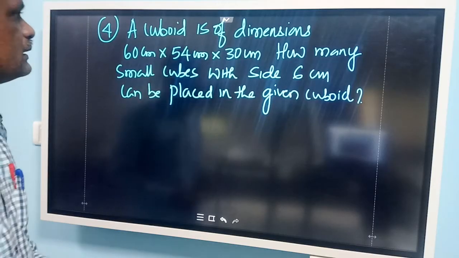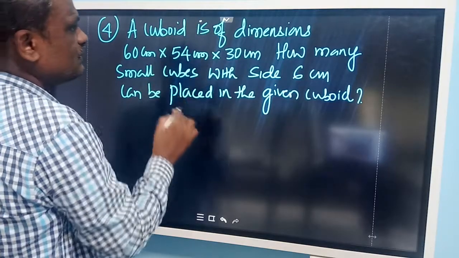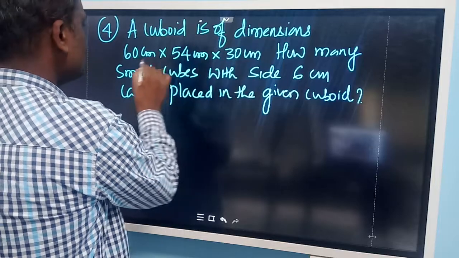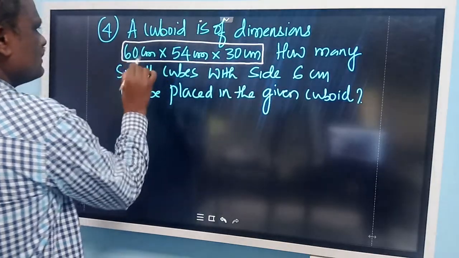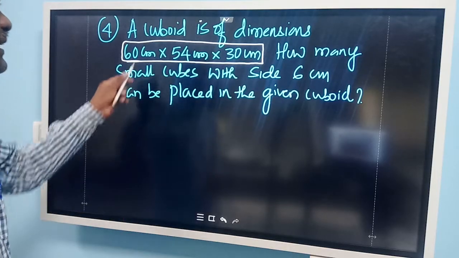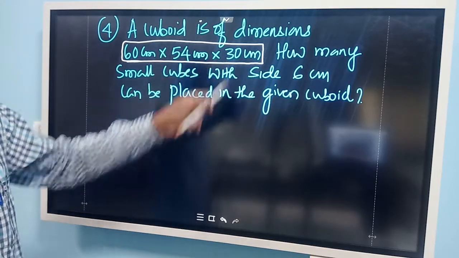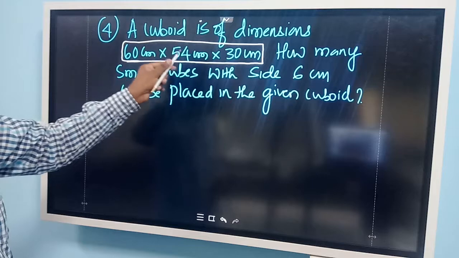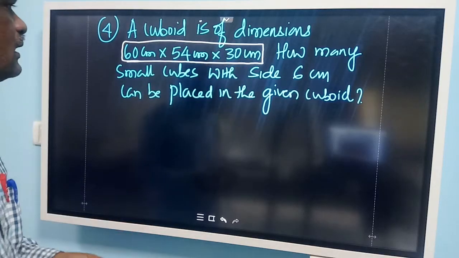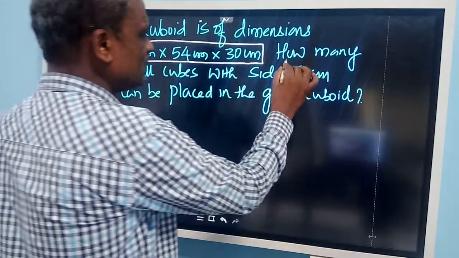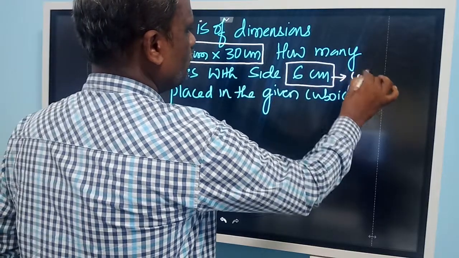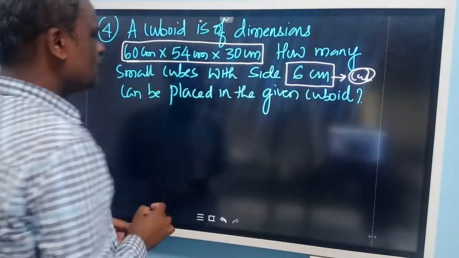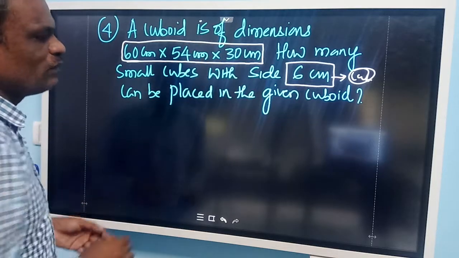Question 4. A cuboid is of dimensions 60, 54 and 30 centimeter. The dimensions of the cuboid are given: 60 centimeter, 54 centimeter, 30 centimeter. That means L into B into H. How many small cubes of size 6 centimeter can be placed in the given cuboid?